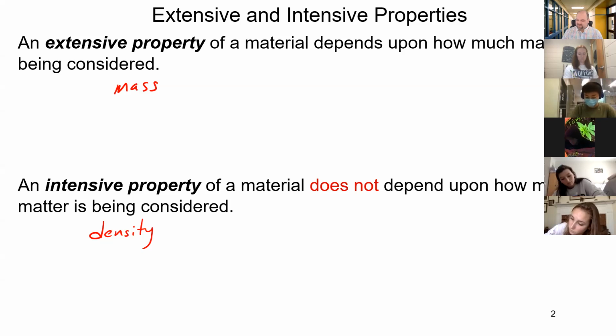And so density does not depend on how much we have, because if we think about density, yes, the mass goes up, but the volume goes up as well when we have more stuff. And so if the mass and the volume both go up, then the density doesn't change. But that brings us to another extensive property, volume. Right? The volume of something is an extensive property. The more we have, the more volume we're going to have. Anybody have any other ideas for intensive or extensive?